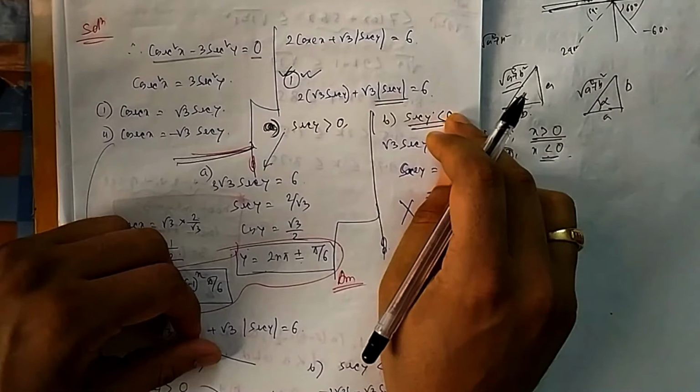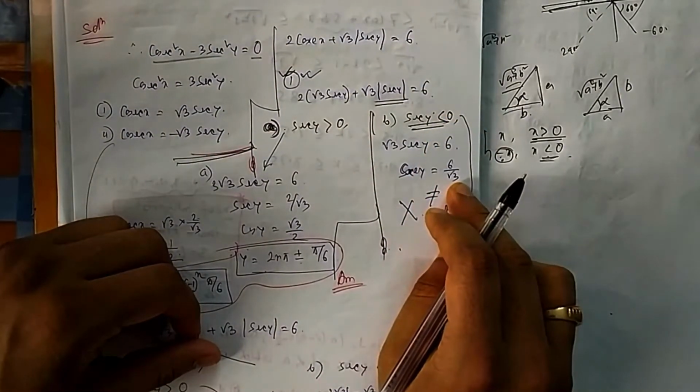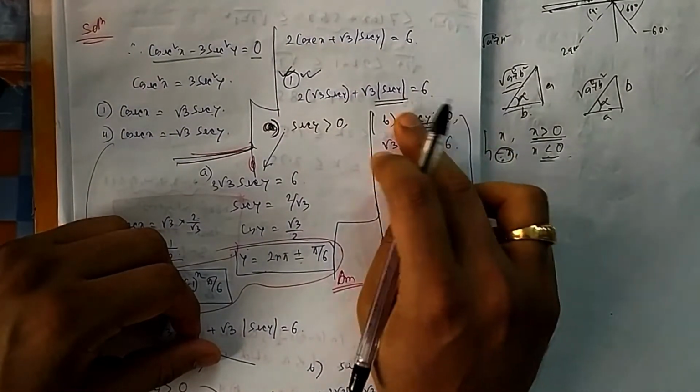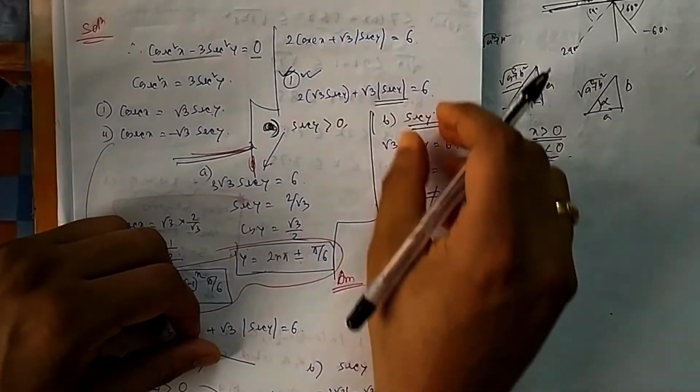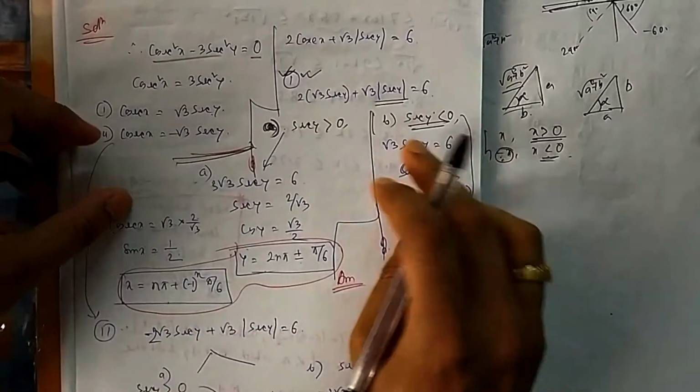I started with negative. Then after doing something I am saying it is coming positive. So my assumption was wrong. So sec y cannot be negative. If it is negative, then there is no solution in this case. So obviously this case will not give me any answer. So let us forget this.